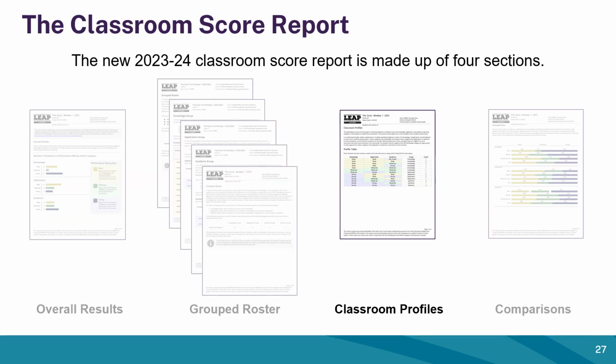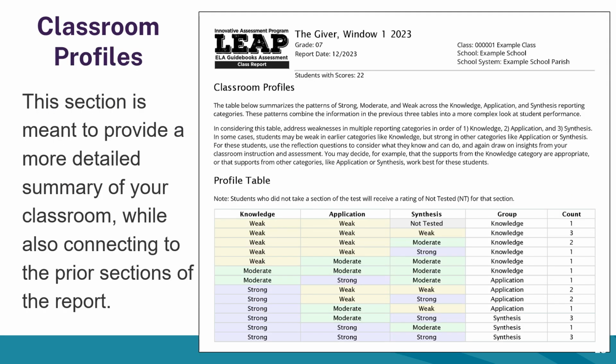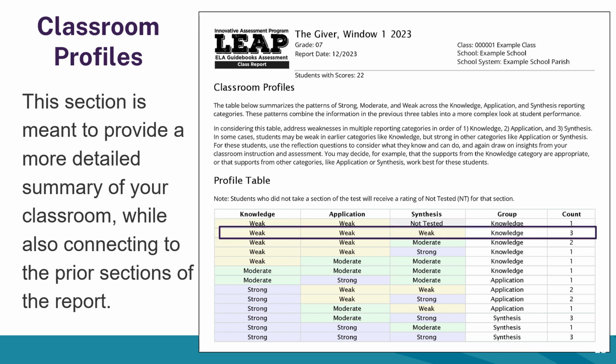Now we'll move on to the classroom profile section of the report. The grouped roster section that we just reviewed put students into 3 groups based on where they were most likely to need help. The profile section instead shows the number of students for each unique combination of ratings for the 3 categories. This collapses the roster table into unique patterns of ratings on knowledge, application, and synthesis. So we can see that there are 3 students who have weak on all 3 reporting categories, and we'll walk through how we got that count of 3 students on the next slide.